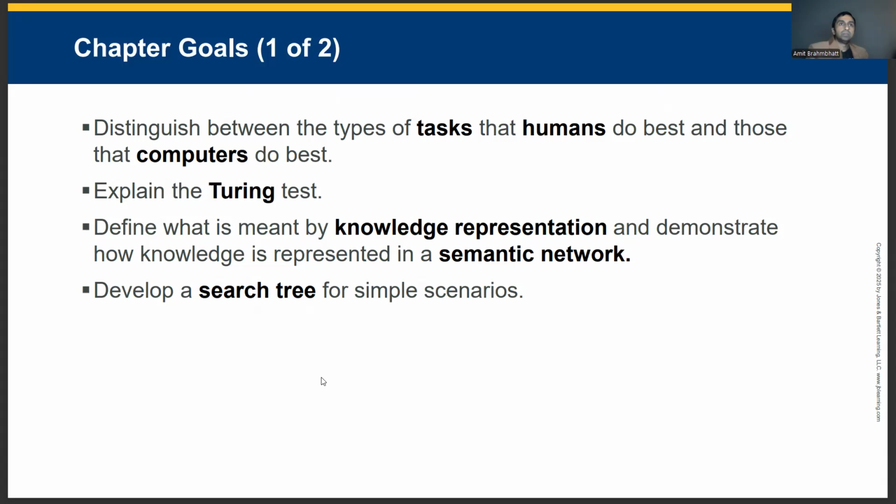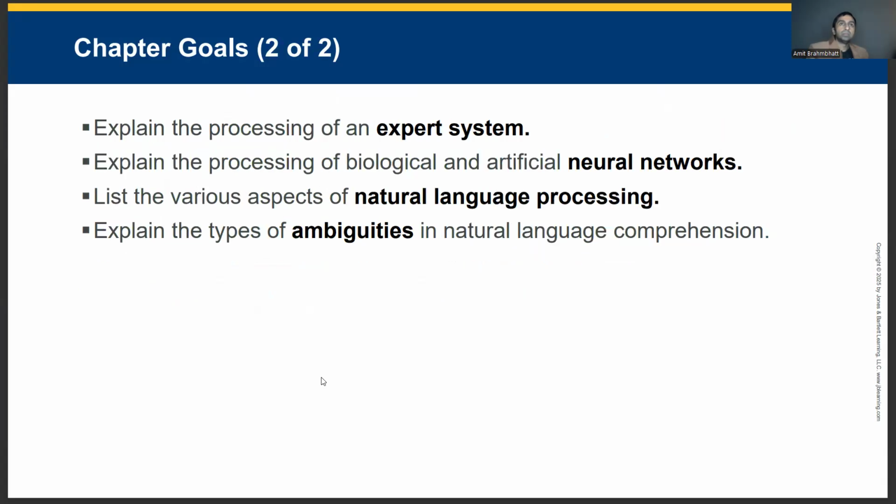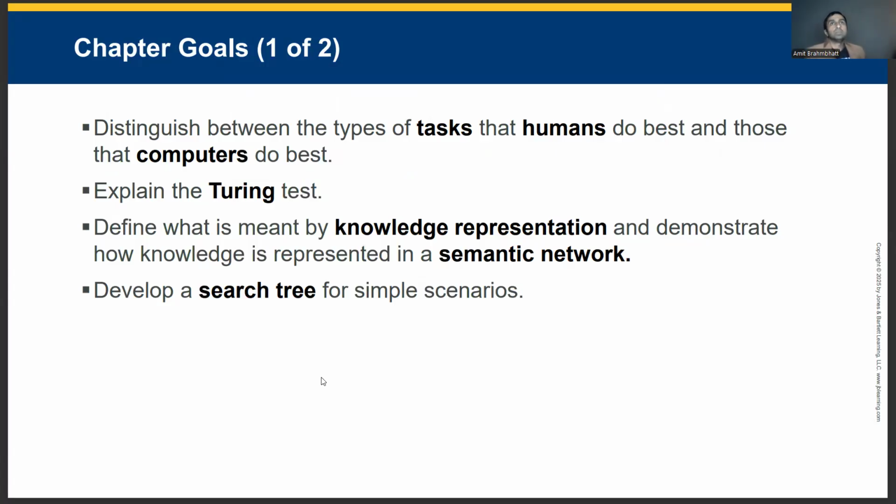Slide 2, Chapter Goals, 1 of 2. In this chapter, we will examine the types of tasks humans excel at versus the tasks computers handle better. This naturally leads us to discuss the Turing test, Alan Turing's proposal for assessing machine intelligence. We will also introduce the concept of knowledge representation, including how information can be stored and connected using semantic networks. Finally, we'll learn how to create search trees for analyzing decision paths, particularly in game-like scenarios. These goals provide the foundation for understanding how AI systems mimic aspects of human reasoning.